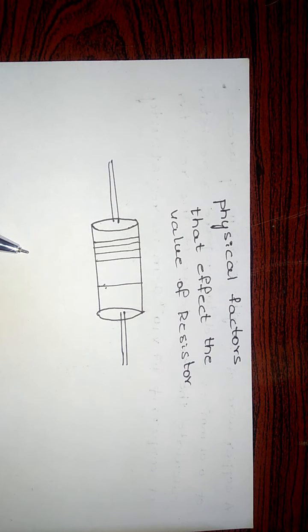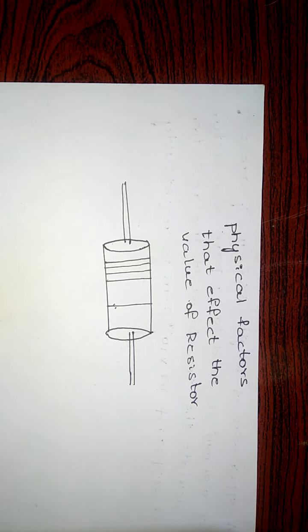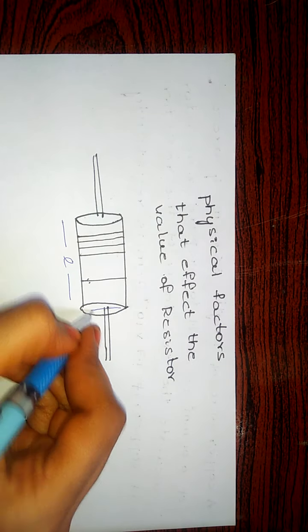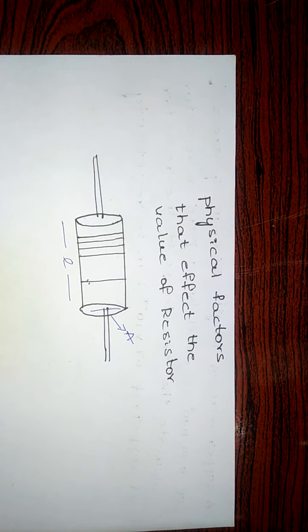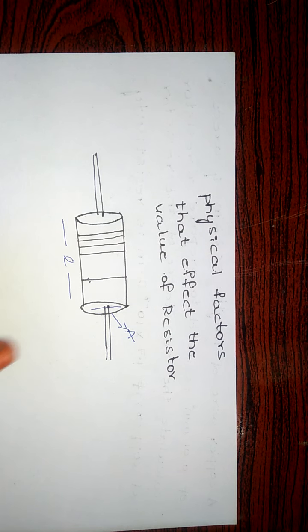Today let us discuss the concept of physical factors that affect the value of a resistor. In the previous class we discussed the types of resistors, but most resistors are of this type. So, what are the physical factors that you see here? Of course, length and cross-sectional area, right? Let us see how these factors affect the resistance.